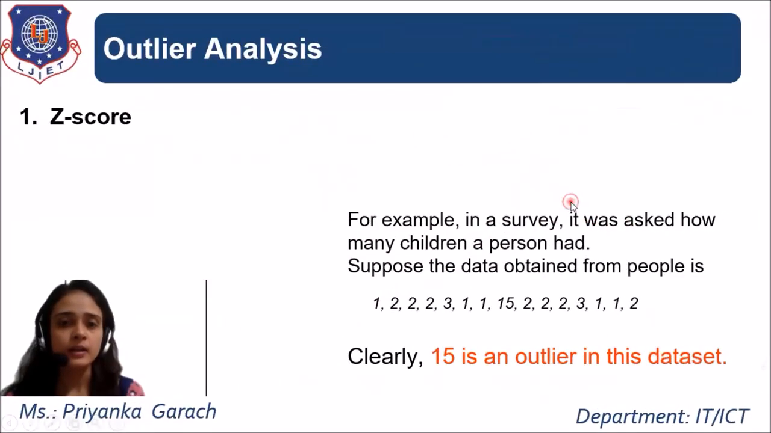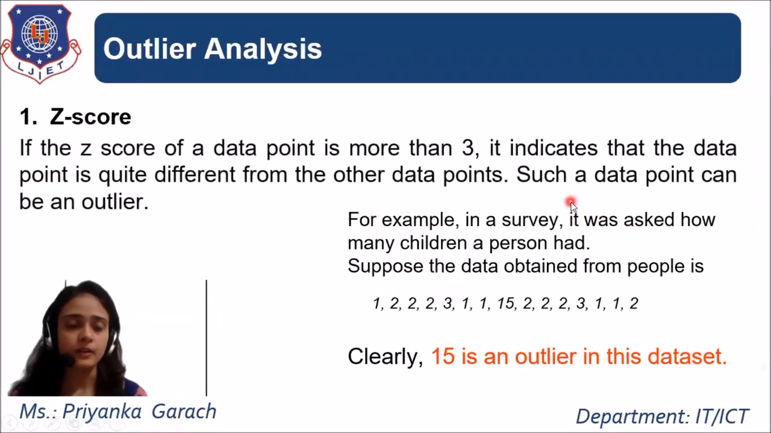Now let's see one example with the definition that if the z-score of a data point is more than 3, then it indicates that the data point is quite different from the other data points. So such a data point can be considered an outlier. When the z-score of a data point has a value of more than 3, then we can consider it an outlier. So this is one of the examples. This type of example can be asked in an MCQ also. That is just for an example.